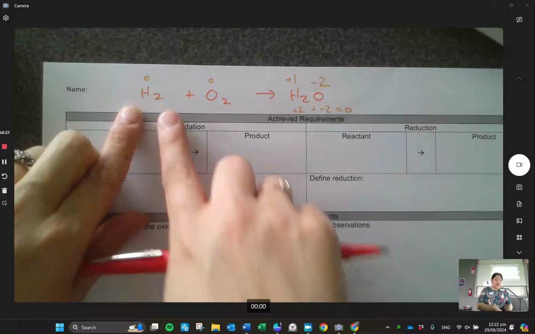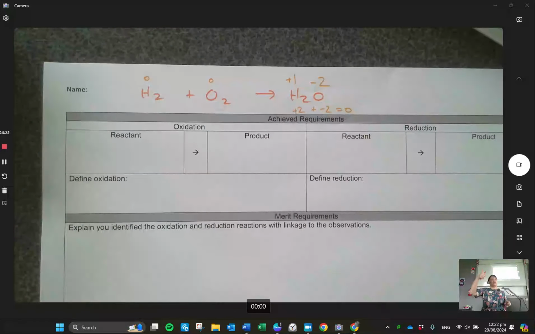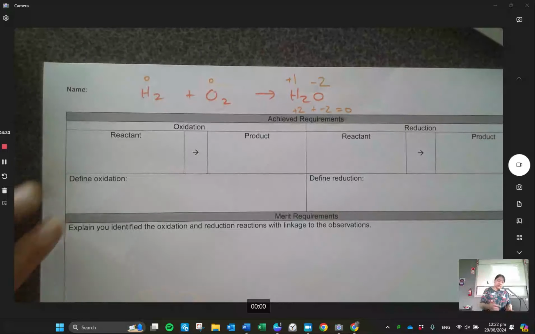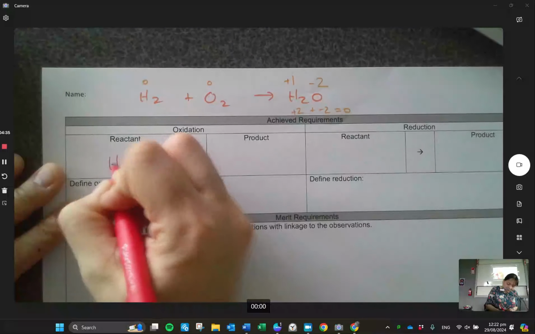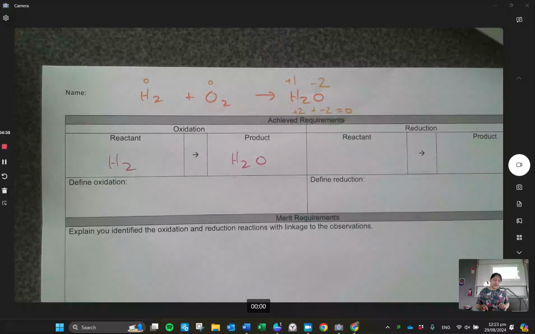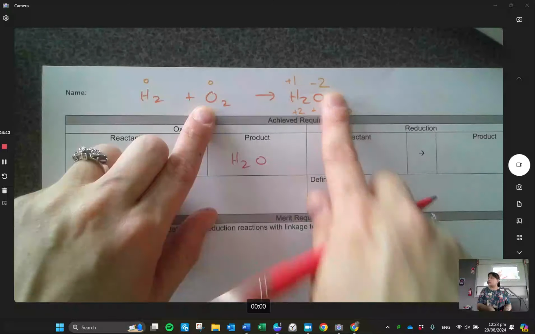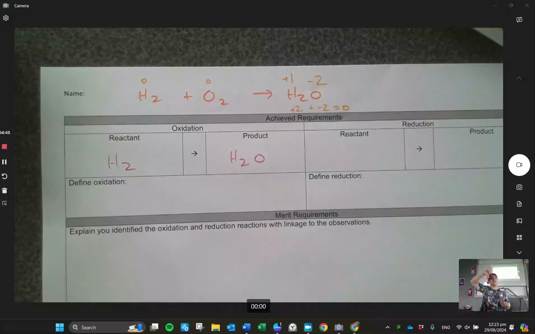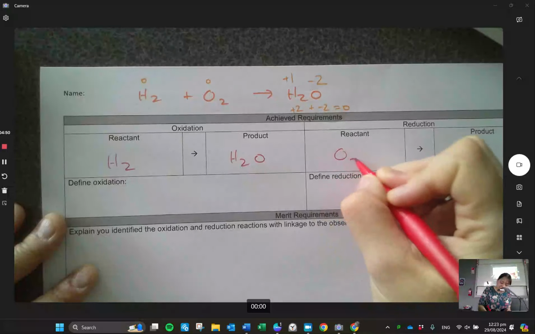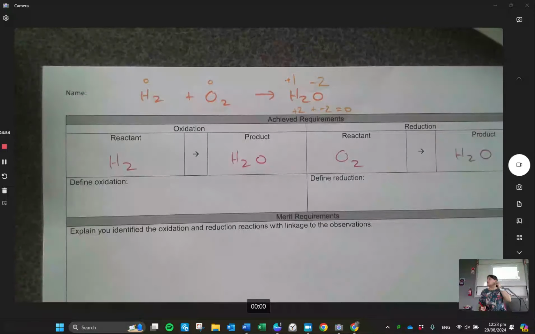I see here that hydrogen's oxidation number has gone from 0 to +1. Increase in oxidation number is oxidation. So I've identified this one as that. And then in the other case, oxygen's gone from 0 to -2. So that's a decrease in oxidation number, and a decrease in oxidation number is reduction. So you can still figure out oxidation and reduction from that information. So just another method to find the same information.